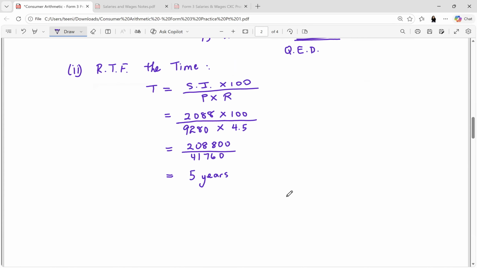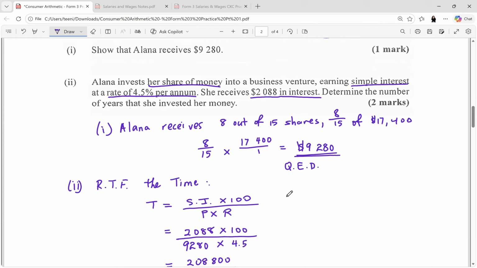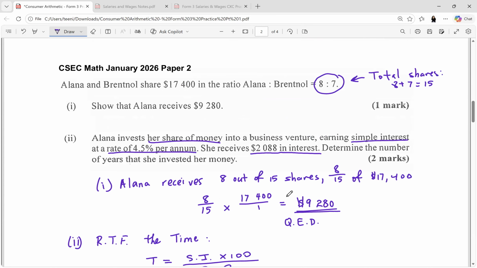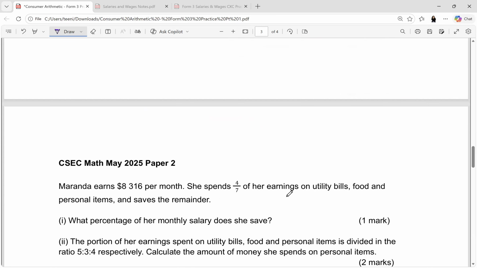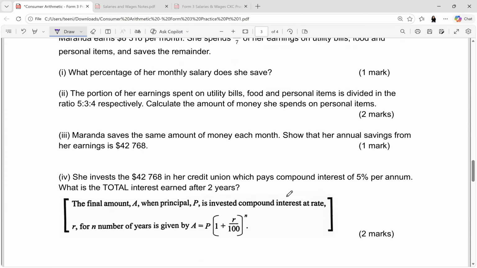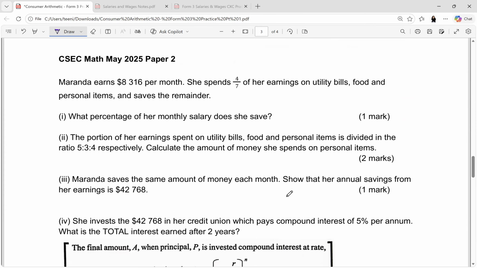All right, guys, and this was an actual CXC question. This was from this year, as I said. All right, let's look at one more, and then we're going to take a break and get into wages today. All right, so this question is from May 2025.